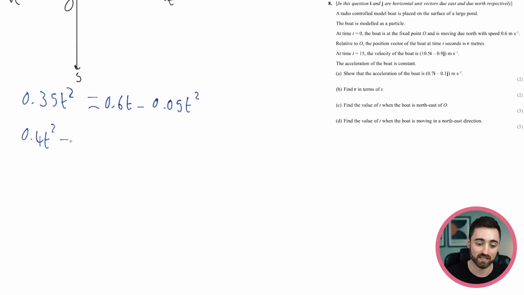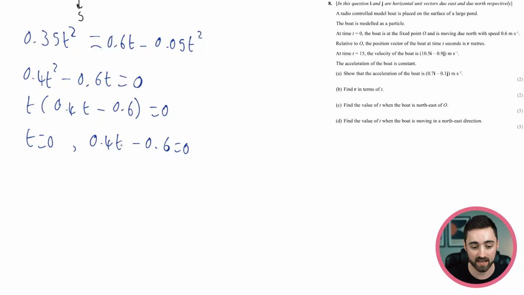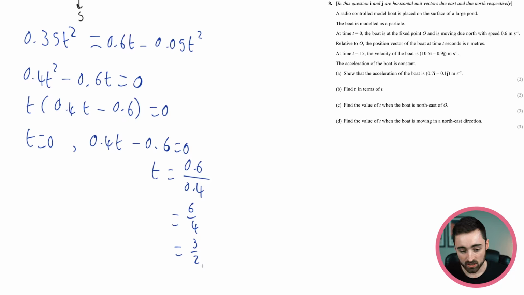And then I'm going to take that 0.6t away. Right, I've said this a million times. Do not just divide by t here. Factorize it out, yeah? Let's not be losing solutions. So I get t times (0.4t minus 0.6). So I get 2 solutions here, don't I? I get either t is 0 or 0.4t minus 0.6 equals 0. So here, I'm going to add 0.6 and then divide by 0.4 to get t as 0.6 over 0.4. What would that be? That would be 6 over 4, wouldn't it? If I times top and bottom by 10, which is 3 over 2. So I've got 2 answers.